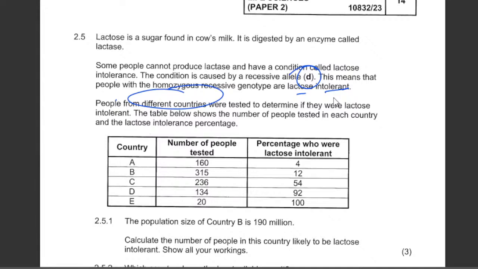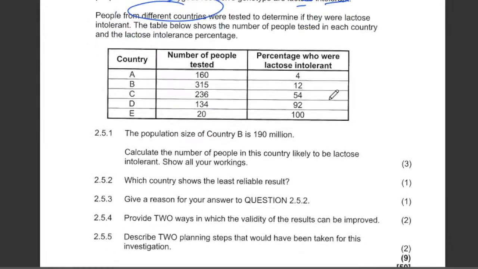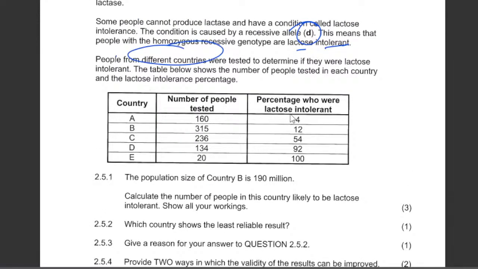People from different countries were tested to determine if they were lactose intolerant. They are saying that the table below shows the number of people tested in each country and the lactose intolerance percentages. Okay, let's find out. Here you are having the percentage and then tested people. The population size of country B. Where is country B? Okay, it is 190 million. They're saying calculate the number of people in this country likely to be lactose intolerant.